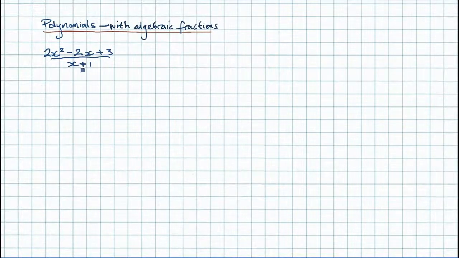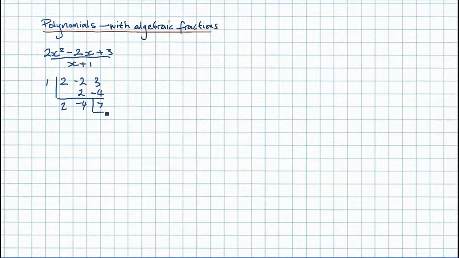So I take my second term in the binomial here, the 1, and then I write down my coefficients here, which are 2, minus 2, and 3. Drop down the 2, multiply 1 by the 2, I get 2, put the 2 there. Minus 2 plus 2 gives us 0... minus 2 minus 2 gives us minus 4, and then 1 times minus 4 will give us minus 4. 3 minus minus 4 is 3 plus 4, giving us 7, and that 7 I know is the remainder.